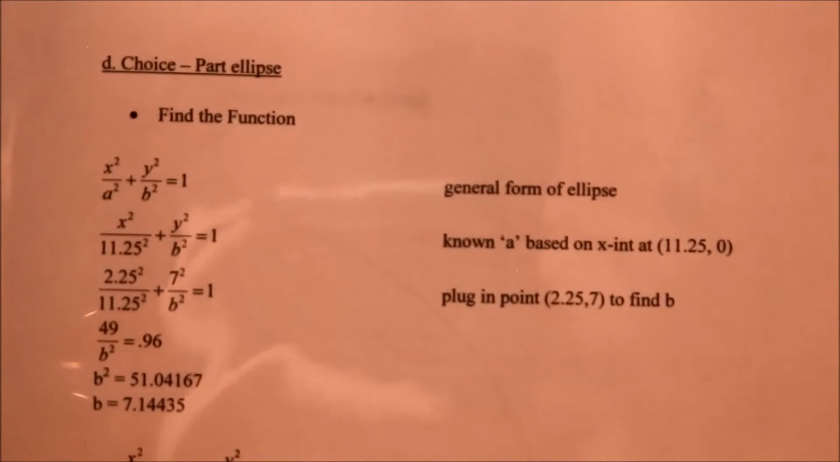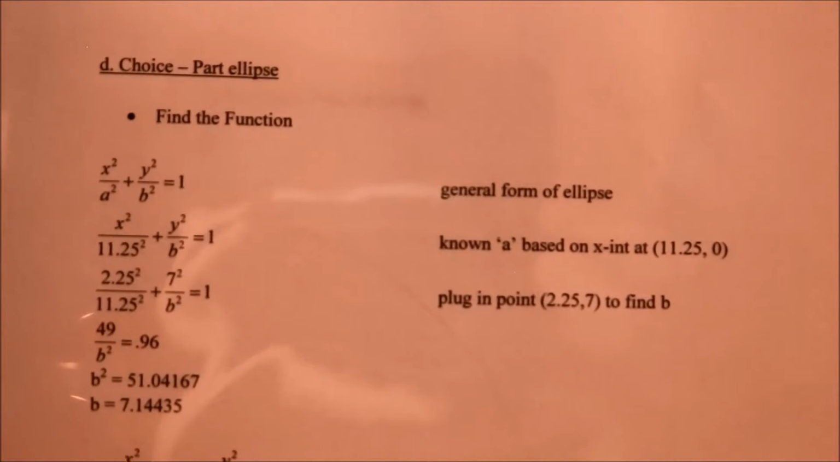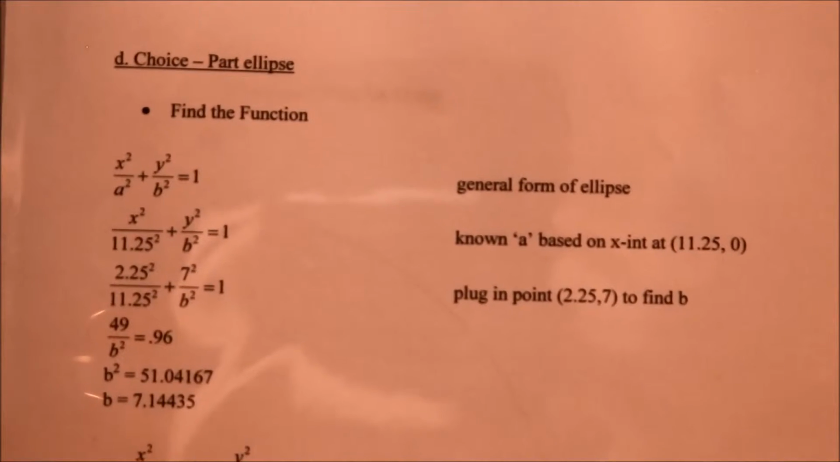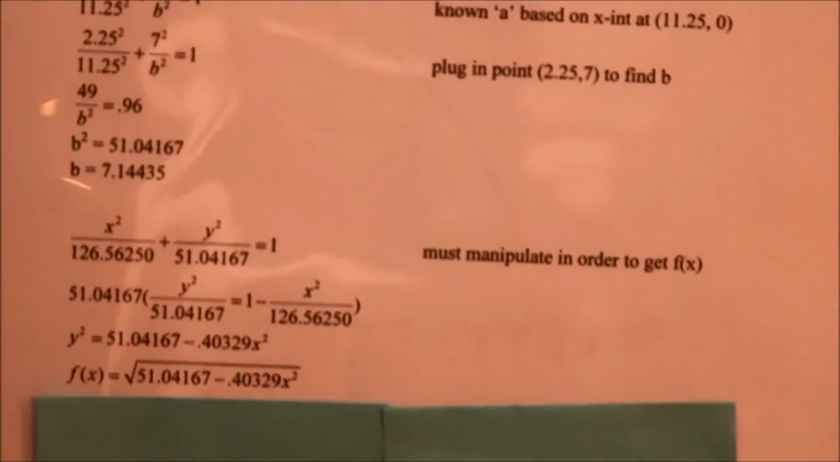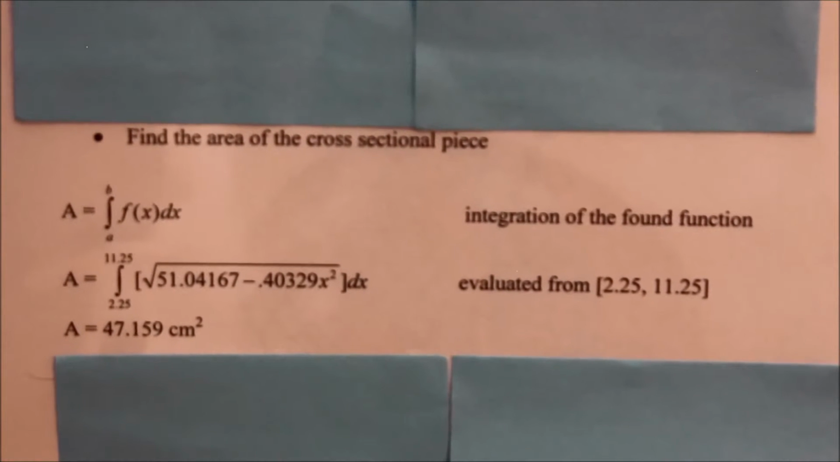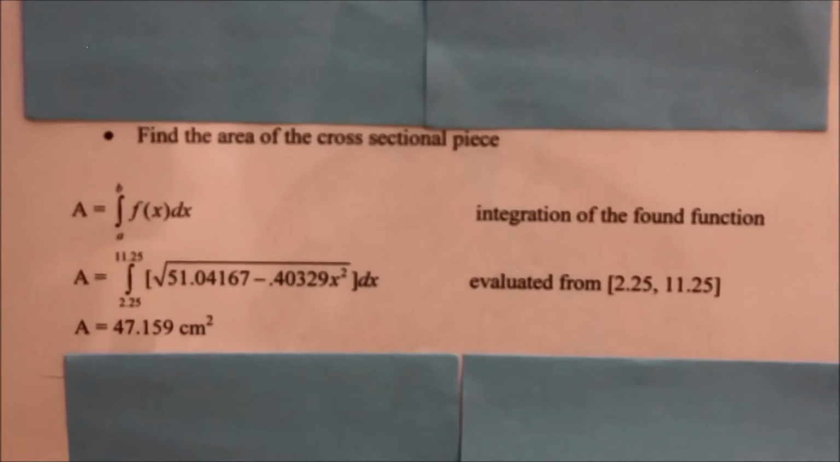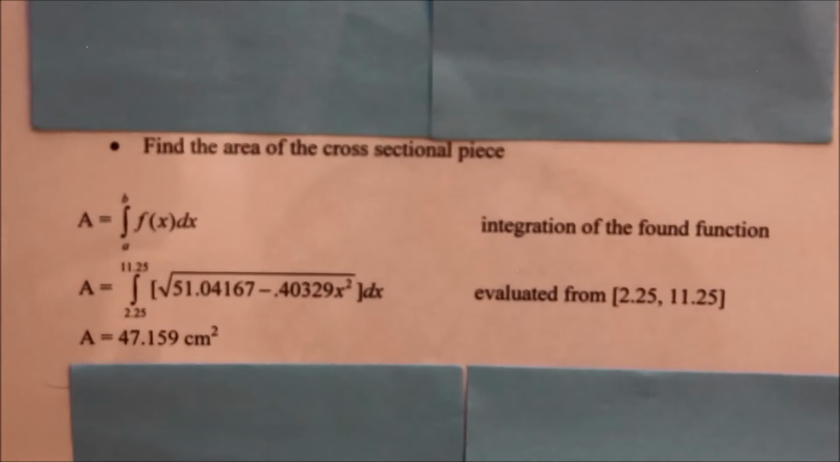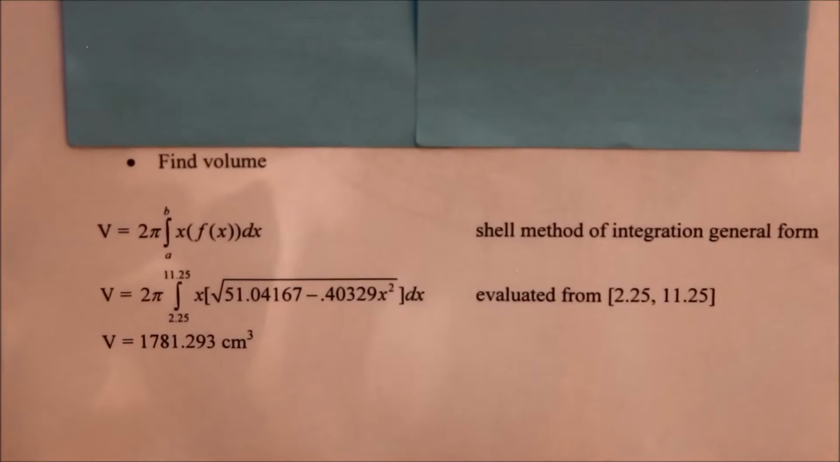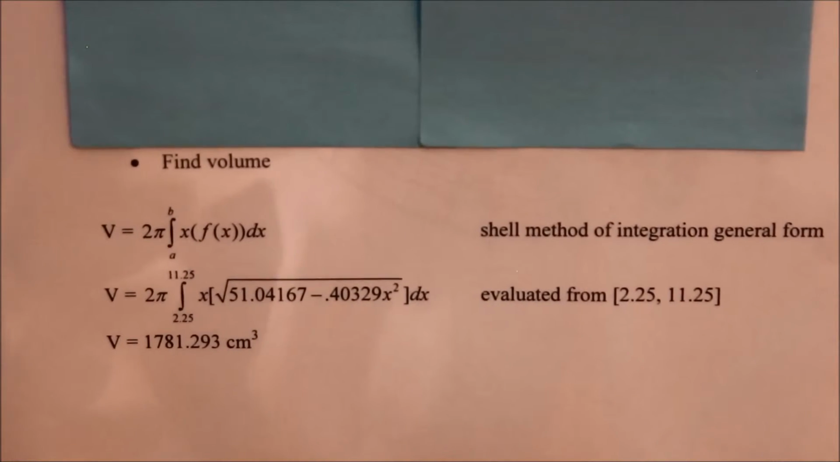First we start with the general form of an ellipse. Then we plug in our known a based on the x-intercept at 11.25, 0. Then we plug in a point 2.25 and 7 to find b. Then once you've found b, you can plug a and b back into the general form of an ellipse. Then you manipulate that in order to get f of x. To find the area of the cross-sectional piece, you integrate the function from a to b. So plugging in our f of x, we integrate from 2.25 to 11.25, which gives us an area of 47.159 centimeters squared. To find the volume, we again use the shell method, integrating from 2.25 to 11.25, which gives us a volume of 1,781.293 centimeters cubed.